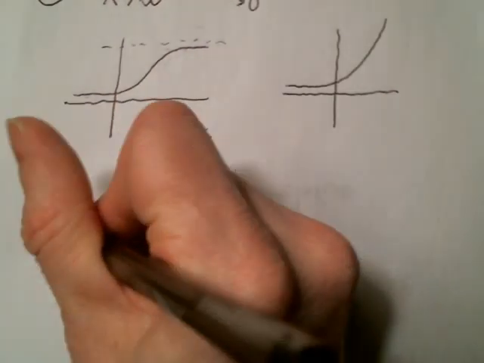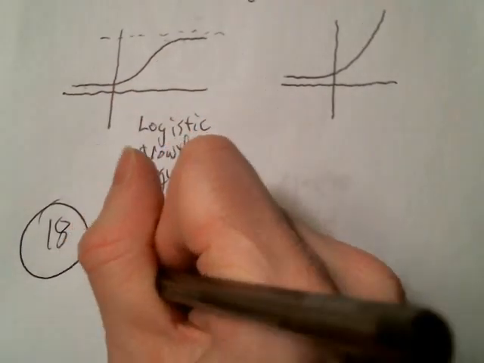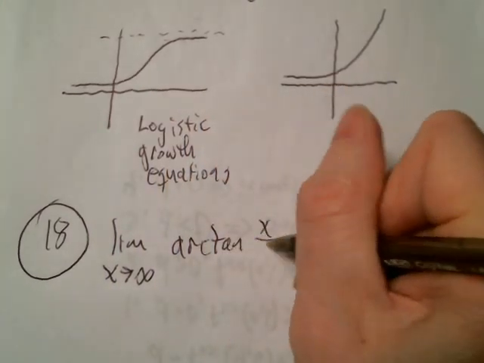Okay, anyways, number 18. Find the limit as x goes to infinity of arctan of x over 3.